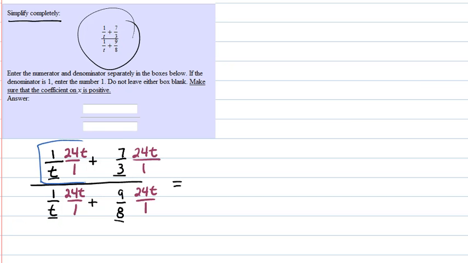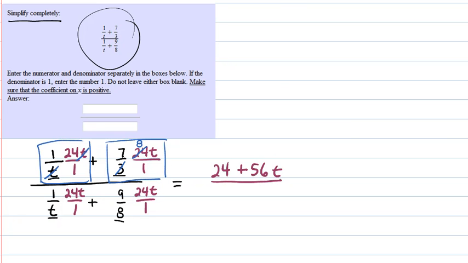So for the first term on the top, the t's go, and we're left with 24. Let's write that down right now. On the second term on top, let's see, 3 goes into 24 8 times. So I'm left with 7 times 8 is 56. And then I still have a t there.